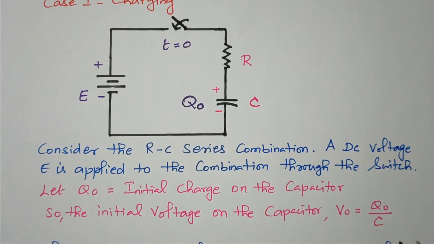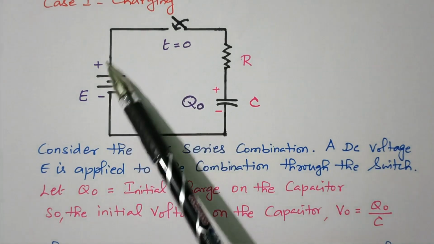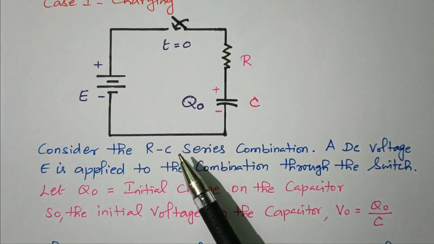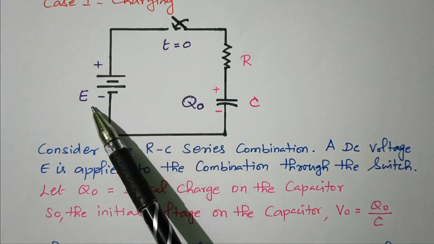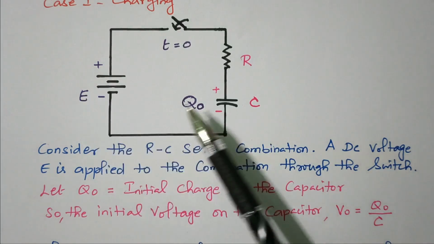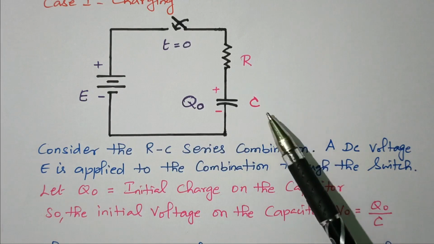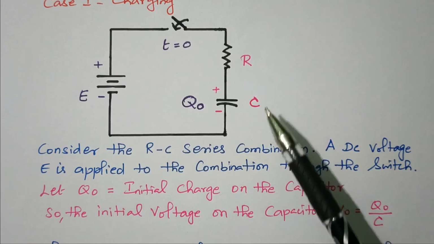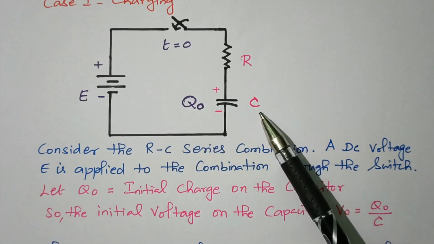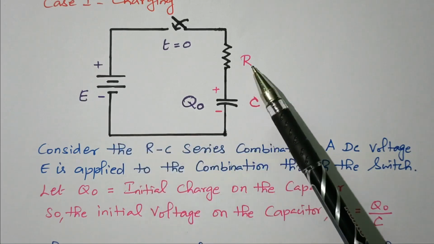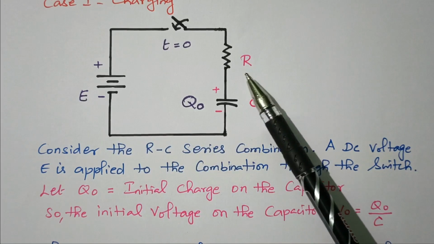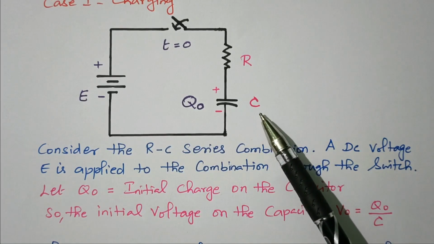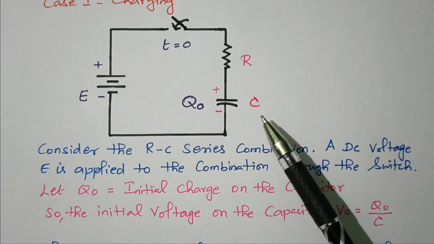For that we need to apply Kirchhoff's voltage law to this circuit. While applying Kirchhoff's voltage law, what is the equation? The applied voltage E equal to resistive drop plus capacitive drop, the voltage across the resistor plus the voltage across the capacitor. That is E equal to I into R, the voltage drop across the resistor, plus the voltage drop across the capacitor, 1 by C integral I dt. So that is the KVL.